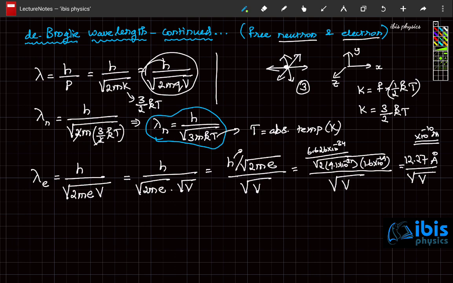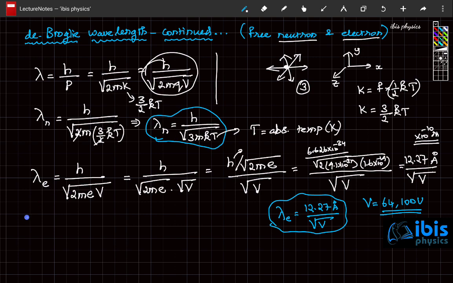So one useful form of the de Broglie wavelength of an electron, this is only for electron, is 12.27 angstrom divided by square root of V. Suppose V is, let us say, 64 volt or 100 volt. If it is a perfect square root, then you can use this formula. Otherwise there is another form also. From this we can write the de Broglie wavelength of electron by extending the square root to the entire thing: whole square root of h square divided by 2m e into V.